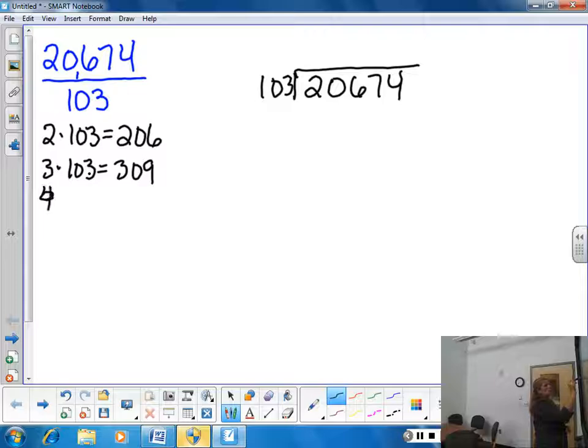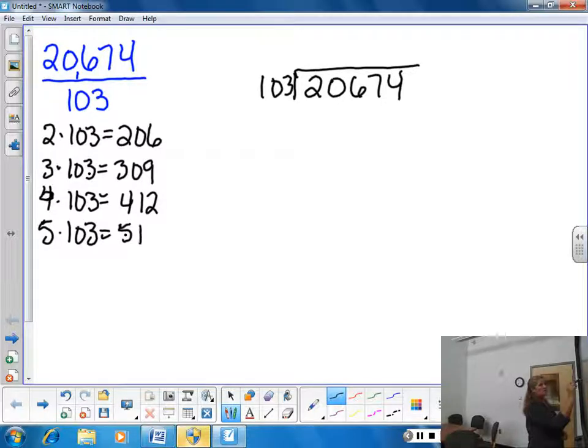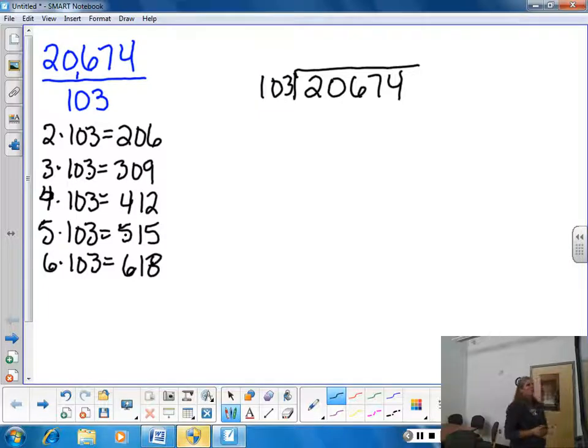4 times 103 is 103 added on to that again. It's 412. 5 times 103, 103 added on to that again is 515. 6 times 103 is 103 added on to that again, and that makes 618. Notice that we're jumping up by 3, 6, 9, 12, 15, 18, because we're adding that 3 on the end, and at the beginning we have a pattern, so it gets a little easier to do if you can recognize the pattern.